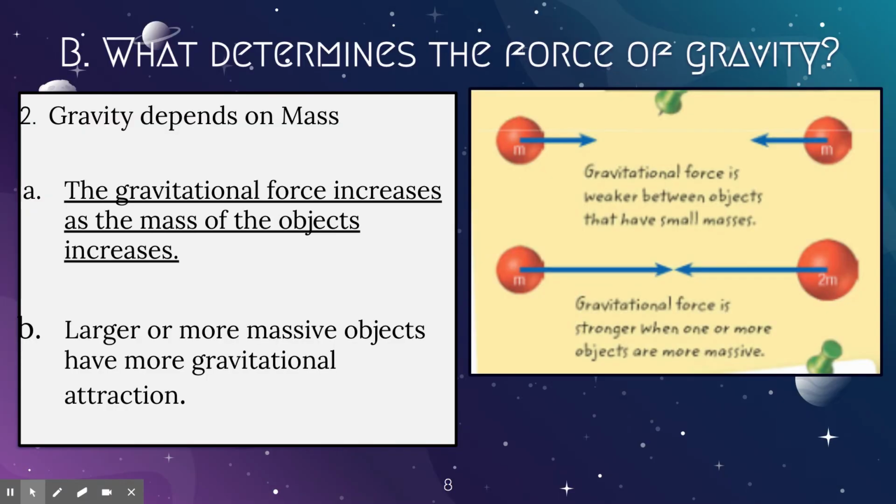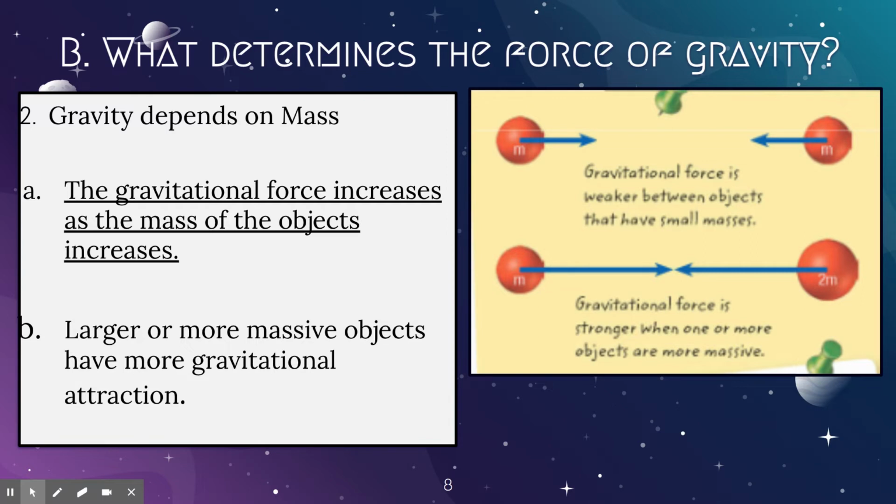The other thing that gravity depends on is the mass of the objects. The gravitational force increases as the mass of the objects increases. What this tells us is that larger or more massive objects have more gravitational attraction, and smaller or less massive objects have less gravitational attraction.